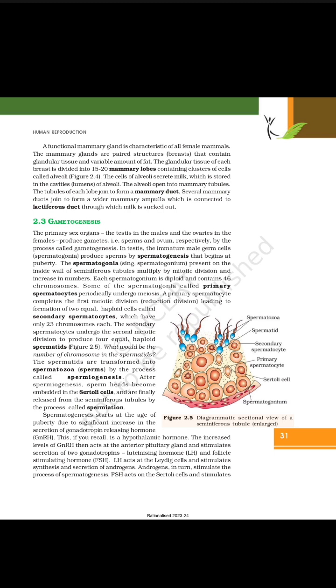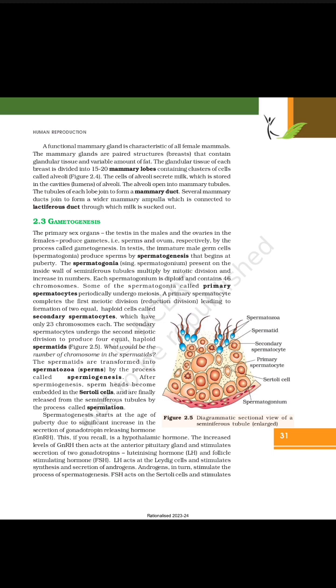Gametogenesis. The primary sex organs, the testes in the male and the ovaries in the female, produce the gametes, sperms and ovum respectively. By the process called gametogenesis in the testes, the immature male germ cells, spermatogonia, produce sperms by spermatogenesis that begins at puberty. The spermatogonia present on the inside wall of the seminiferous tubule multiply by mitotic division and increase in numbers. Each spermatogonium is diploid and contains 46 chromosomes. Some spermatogonia, called primary spermatocytes, periodically undergo meiosis.